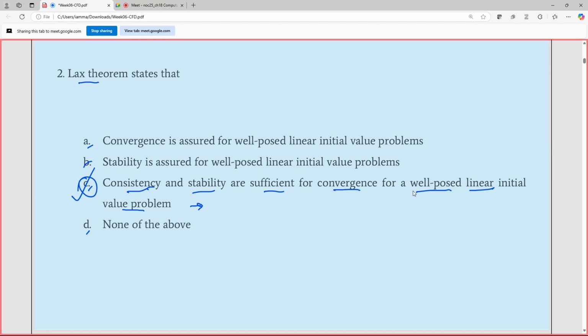Consistency and stability are sufficient for the convergence of a well-posed linear initial value problem. That is, the problem should be well-posed, it should be linear, and it should be an initial value problem. Initial value problems are also known as IVP in short form.